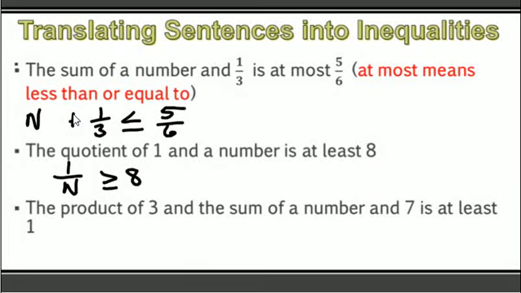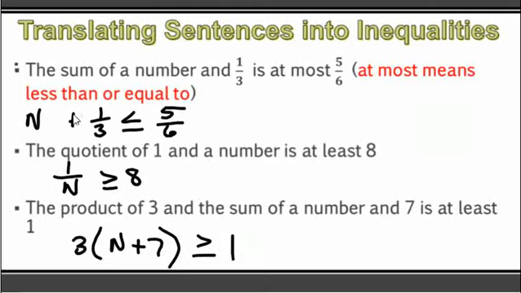And the product of 3 and the sum of a number and 7 is at least 1. So the product, multiplication of 3 and the sum of a number, so I'm multiplying 3 and the sum of a number and 7. See how I put that one? So the product of 3 and then the sum, so the answer to an addition problem of n and 7, is at least. So it's got to be greater than or equal to 1.